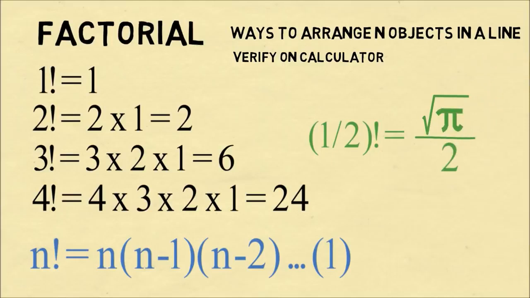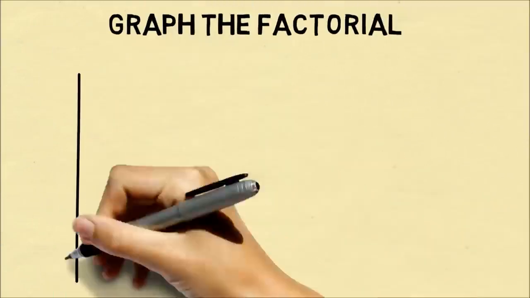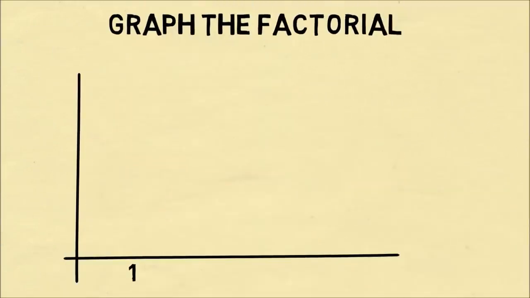So where does this come from? Because it has nothing to do with the definition that we've just explained, which we were all taught in school. So to explain how 1/2 factorial is equal to that value, we'll start out by graphing the factorial function.